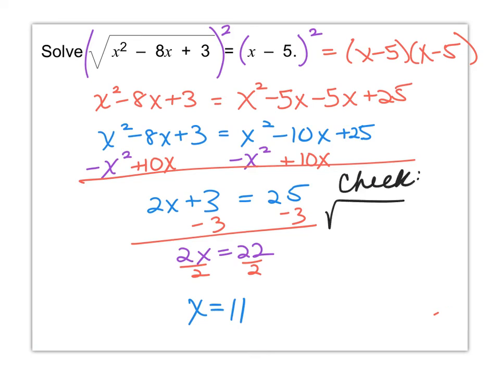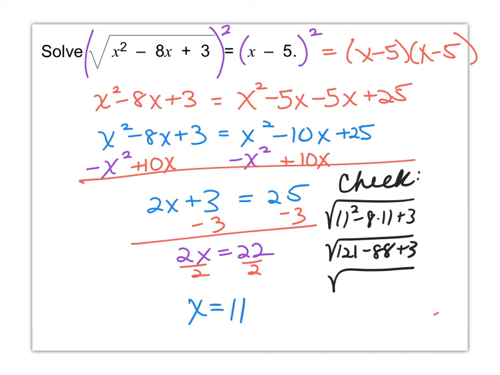So on the left side we have the square root of x squared minus 8x plus 3. So this is 11 squared minus 8 times 11 plus 3. This can be simplified. 11 squared is 121 minus 88 plus 3. And let's simplify this to the square root of 36 on the left side, and we want to make sure that is equal to x minus 5 on the right, which is 11 minus 5, and 11 minus 5 is 6. The square root of 36 is 6, so our answer checks.